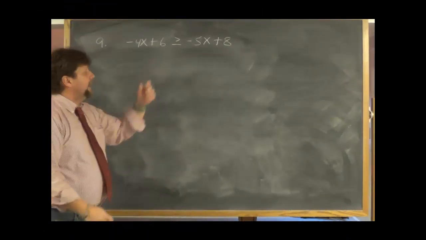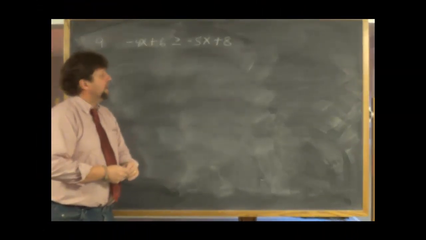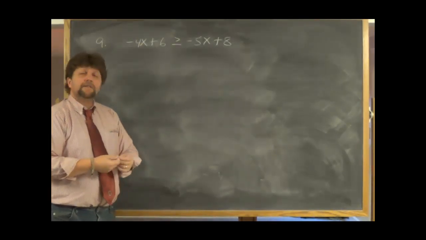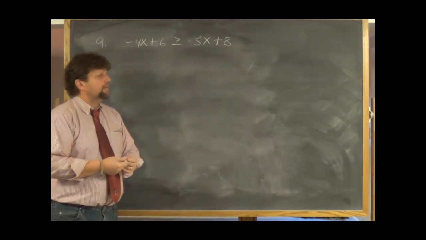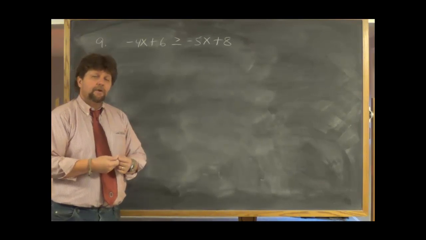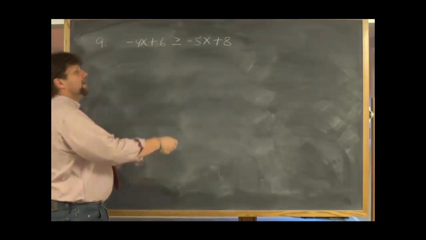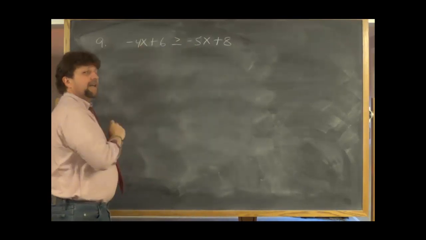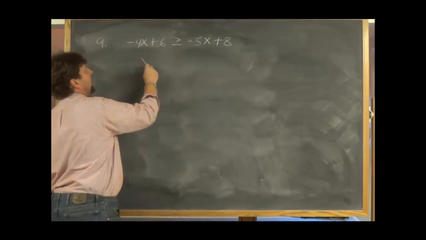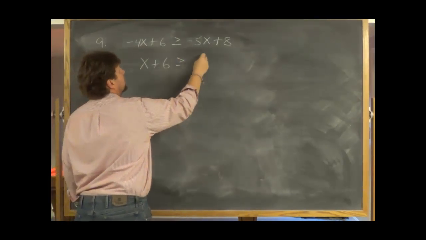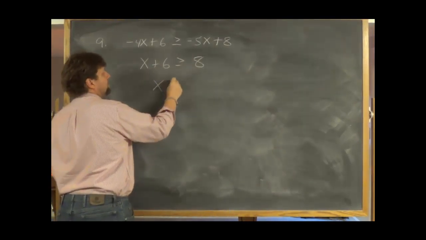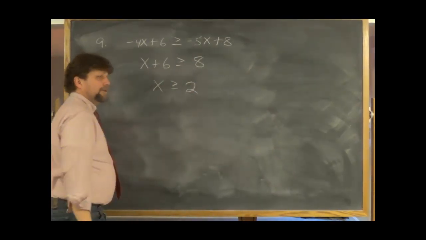Hey folks, here in number 9, I asked you to solve this linear inequality and write your answer in interval notation. So to solve this linear inequality, we start off how we would solve equations. Want to get x on one side of the inequality symbol by itself. I would start off by adding 5x to both sides. So -4x plus a 5x gives me x. And then I would subtract 6 from both sides to get x is greater than or equal to 2.